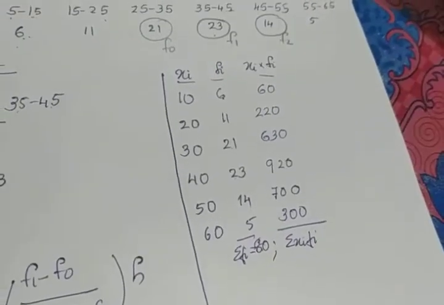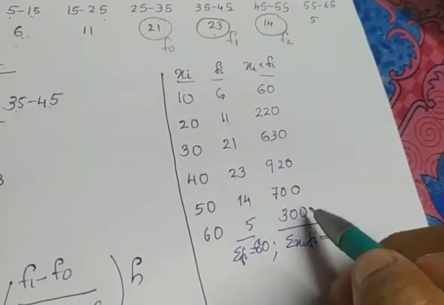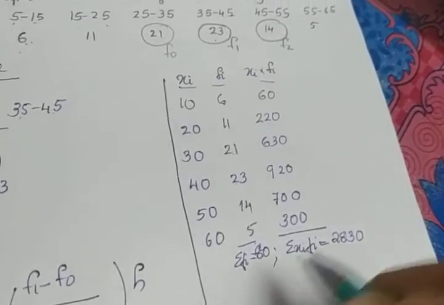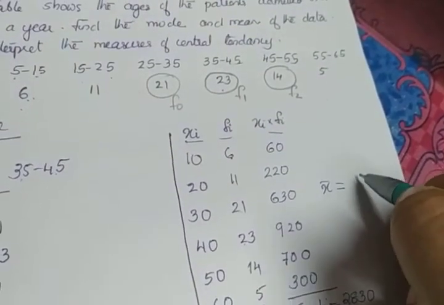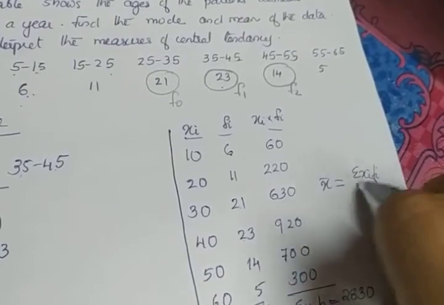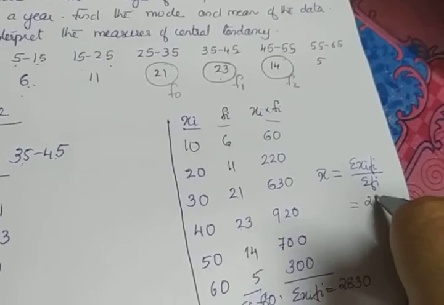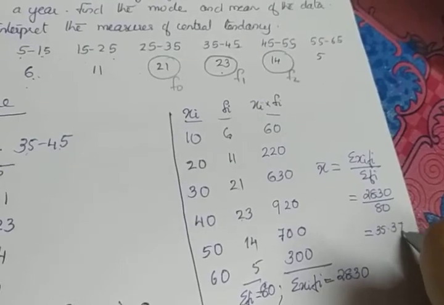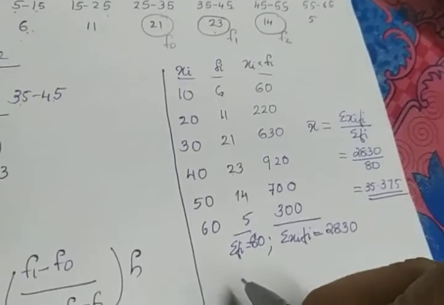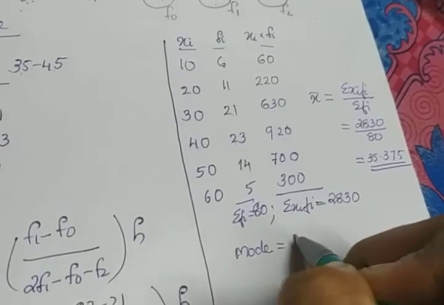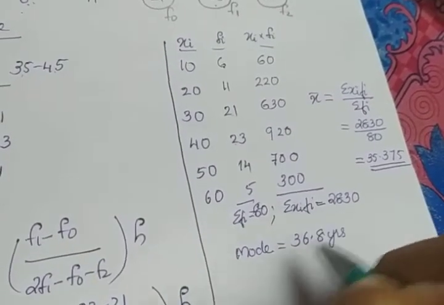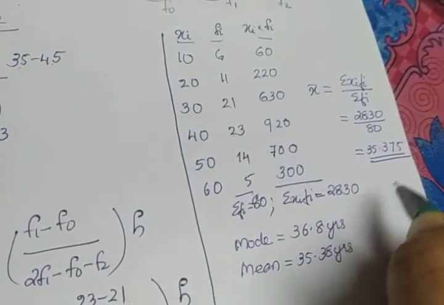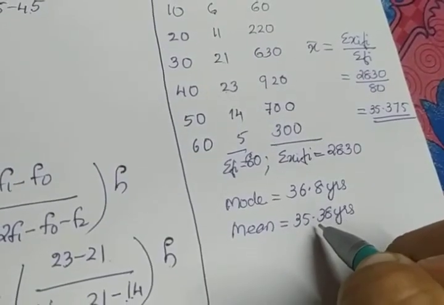And sigma xi fi is, summing up all these values, 2830. So find x bar. X bar, by the direct method, the formula is sigma xi fi by sigma fi, which gives 2830 by 80, which gives 35.375. So we are getting the mode as 36.8 years and the mean as 35.38 years when rounding off to 2 decimal places.